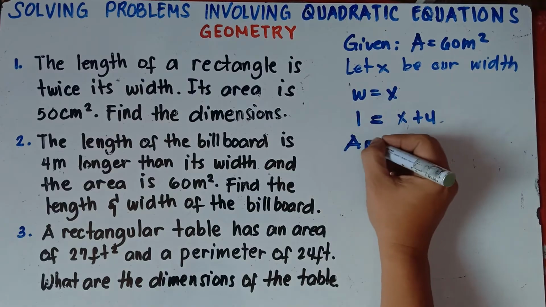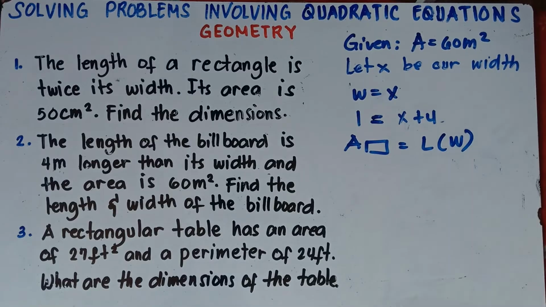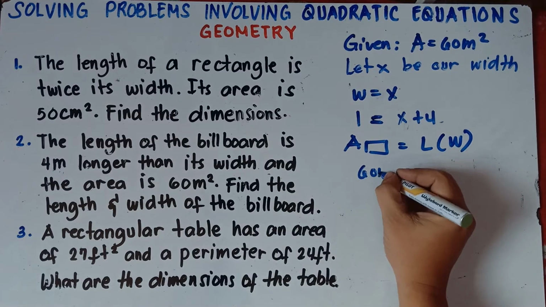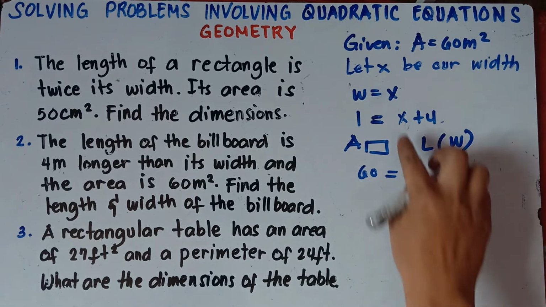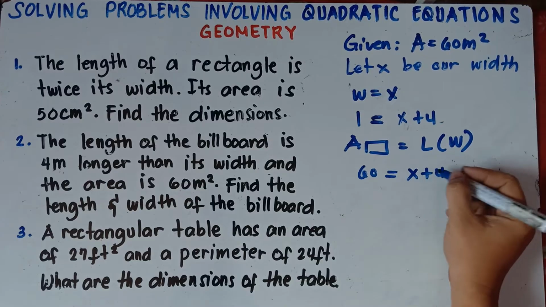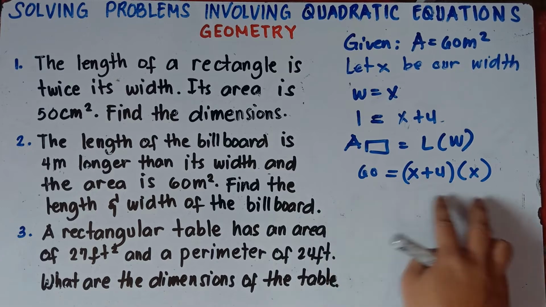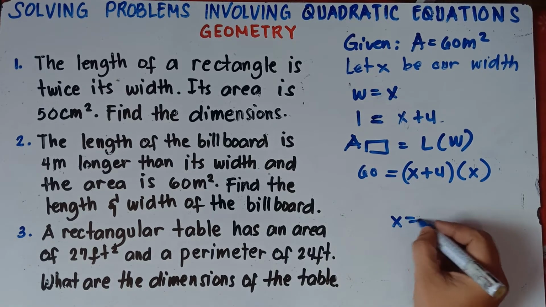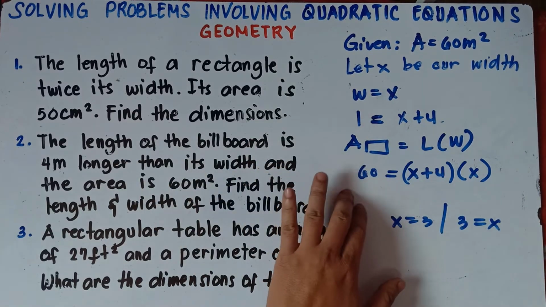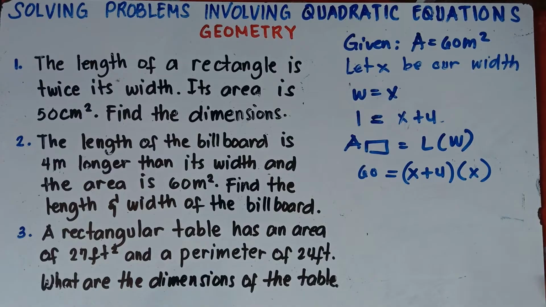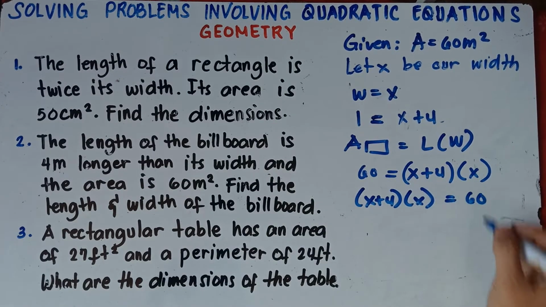So that would be area of a rectangle equals length times the width. So this will be, the area is 60 meters, or we can just ignore the units first. 60 equals the length x plus 4 times x. Alright, so we can actually interchange this one. Once again, as I told you earlier, x equals 3 is just the same as 3 equals x. So I will just put the x values here so that you will not be confused. So this will be x plus 4 times x equals 60.